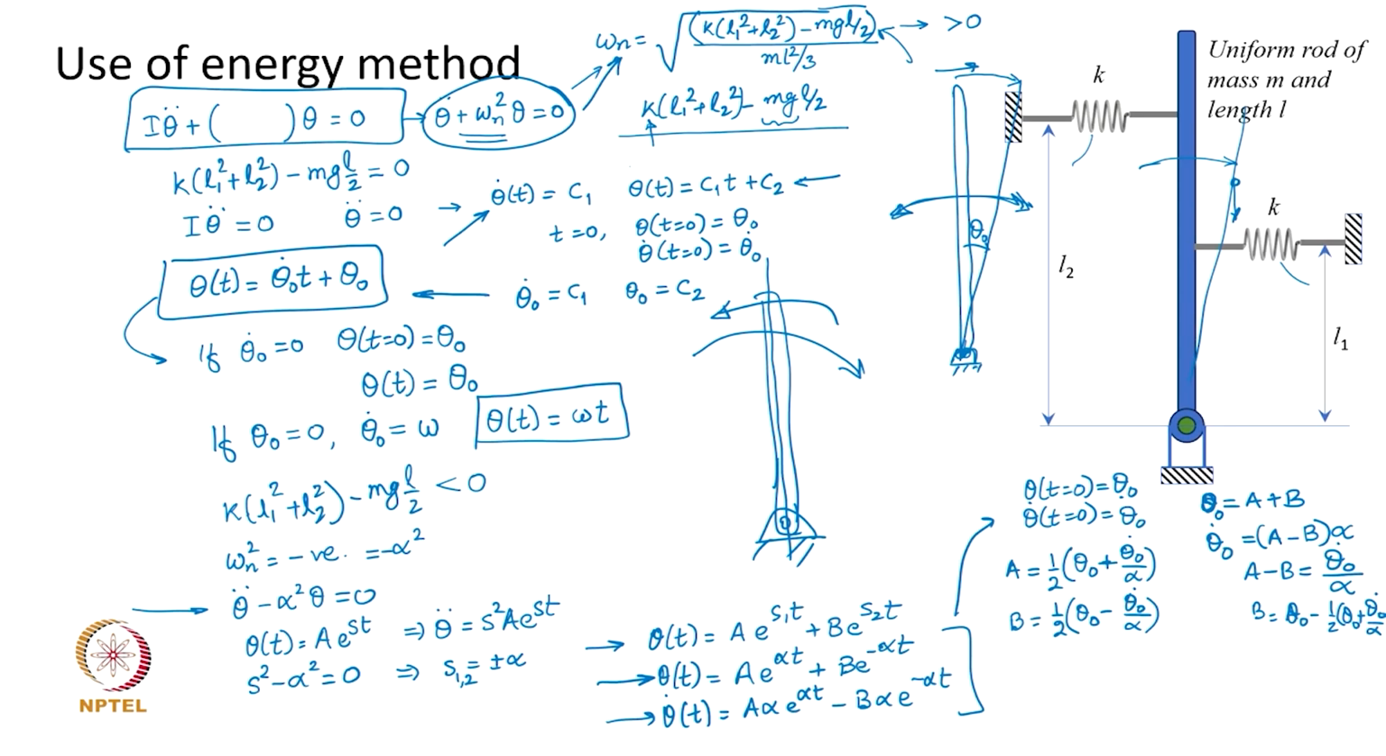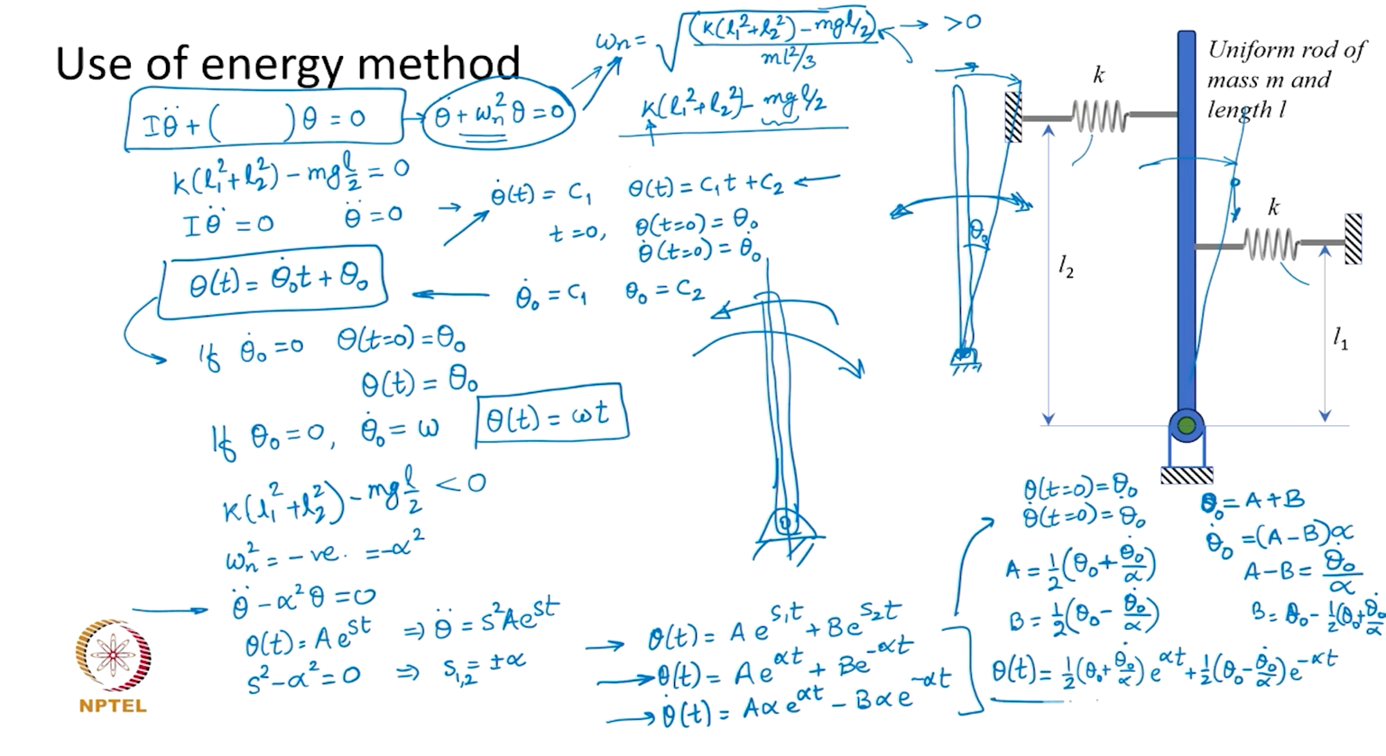Okay. As expected, that is how a and b would look. And now I can write the final expression of theta t. If I substitute for a and b, I can write this as half of theta naught plus theta naught dot by alpha, e to the power alpha t, because a is with alpha t, and then plus half of theta naught minus theta naught dot by alpha, e to the power minus alpha t. Okay.